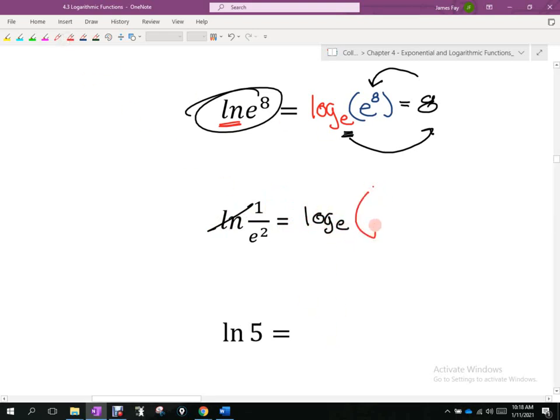And then I've got 1 over e squared. And that 1 over e squared, I'm not even going to write that way. Because it might be hard to think about, what do I take e and raise it to so I get 1 over e squared? Can I rewrite 1 over e squared a different way? E to the negative 2, good. So now this problem looks a lot like the first one, right? So what do I take e and raise it to so it comes back and gives me e to the negative 2? Negative 2.